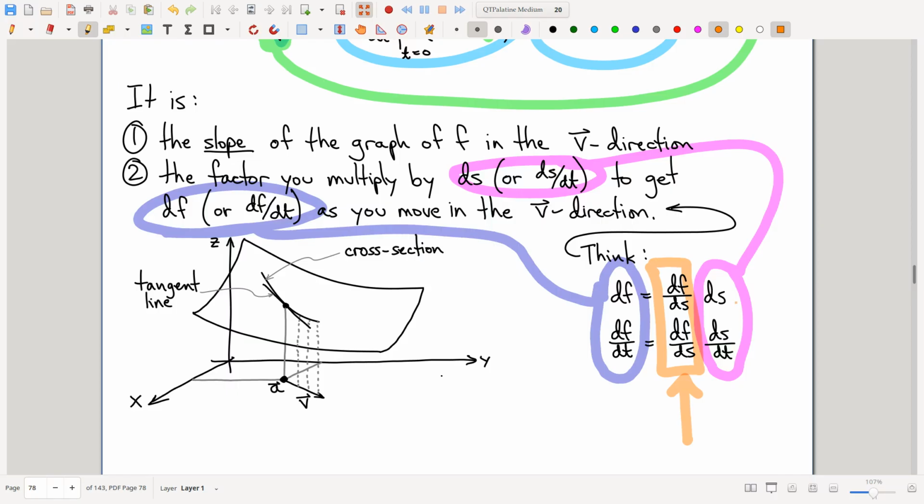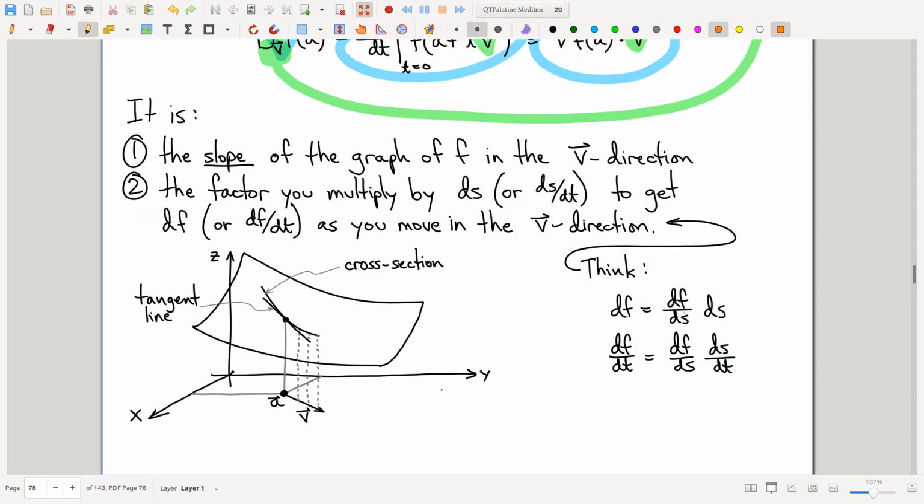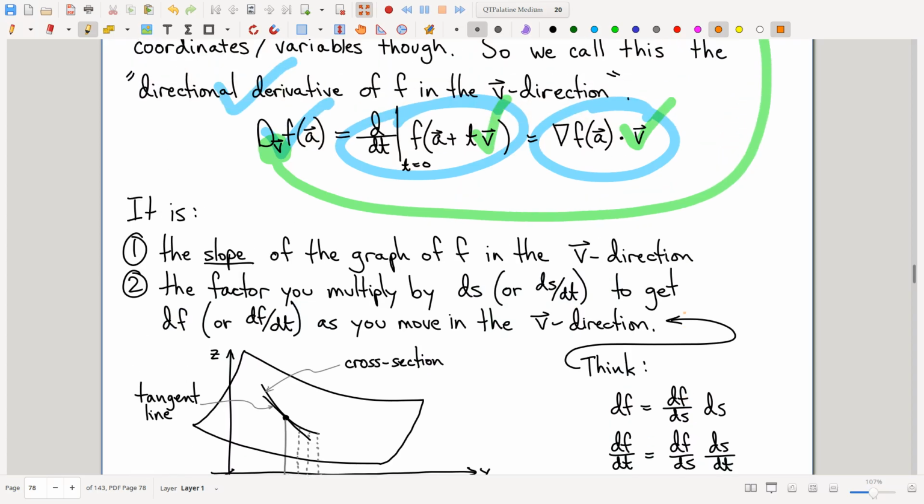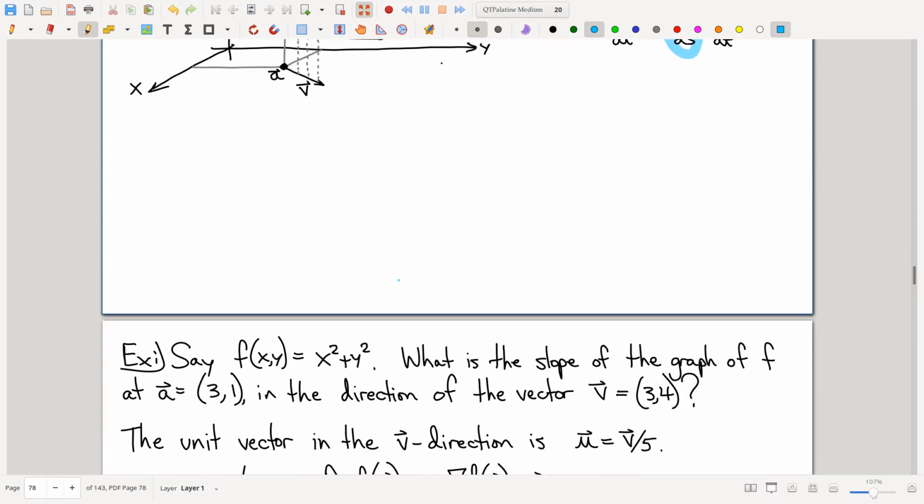So this is what I'm going to call the fifth equivalent thing. And let's see here. So back to the colors. So yeah, the slope of the graph, the multiplicative factor, and because of this argument, that multiplicative factor is df ds. So very handy. Definitely going to see that. Good thing to be aware of. Okay, let's do a couple of examples.